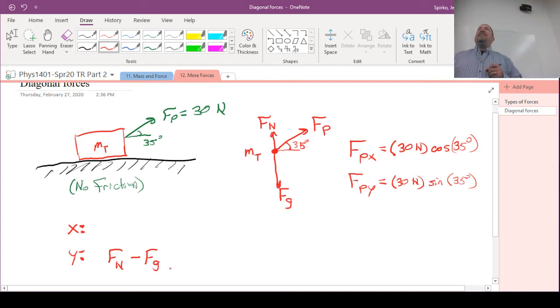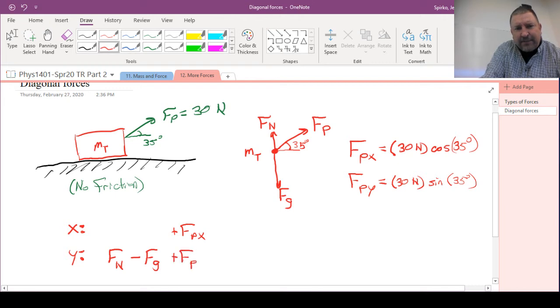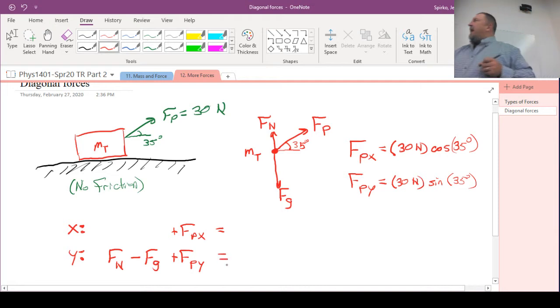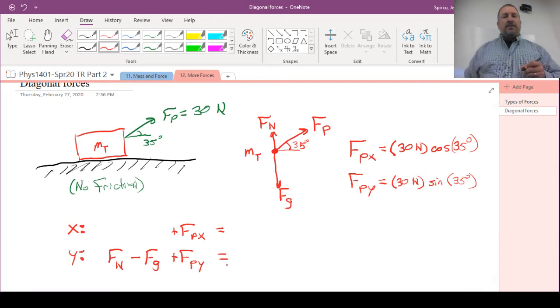And then I think about that diagonal force, the pulling force. And that is the one that's part x and part y. So this is going to be plus Fpx, and this is going to be plus Fpy. And I know that I have a way of calculating Fpx and Fpy when I need it, but symbolically I've put them there.